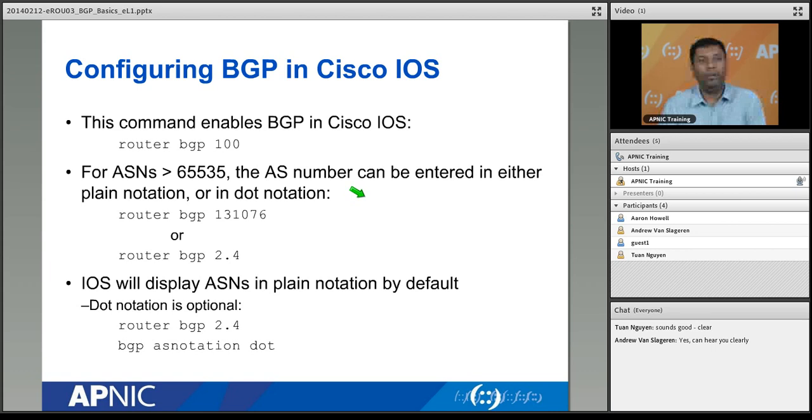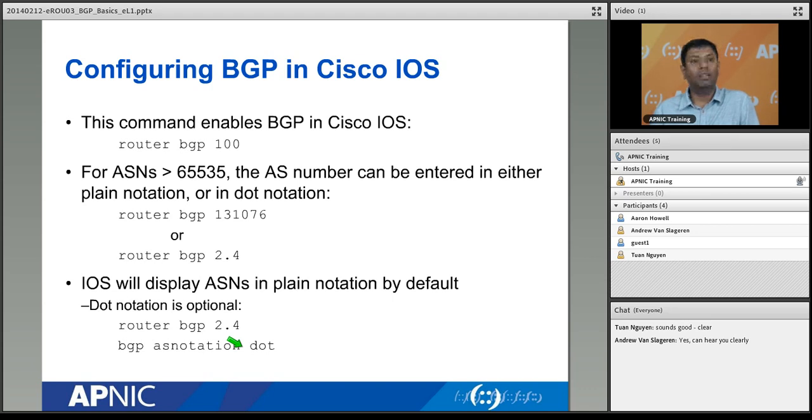How to configure BGP? Well, in Cisco IOS, from the global configuration mode, what we do is router bgp and your AS number. Your AS number is 100. In this case, this number has to be a unique AS number. You can use a private AS number for that, but in that case, you cannot connect to the internet. If you have a 4-byte AS number, you can use the plain notation, or you can even use the dot notation, right? And if you want to use the dot notation, you can just specify the command bgp asnotation dot.